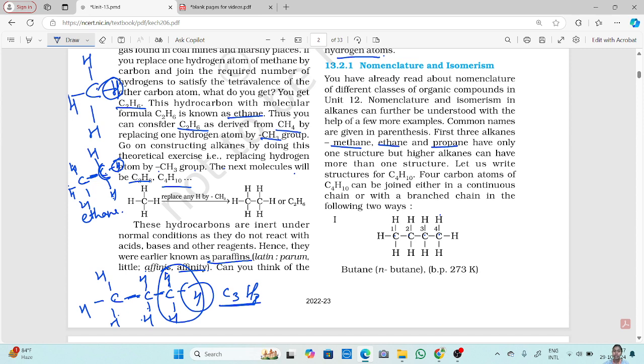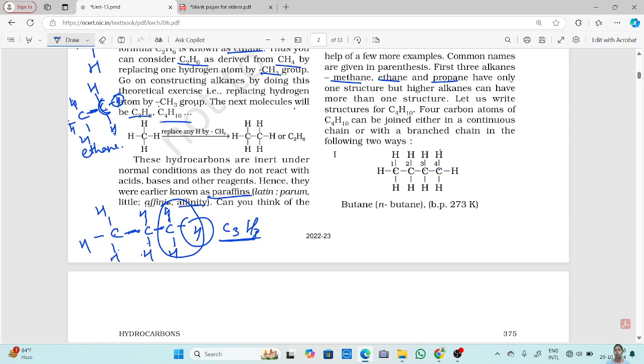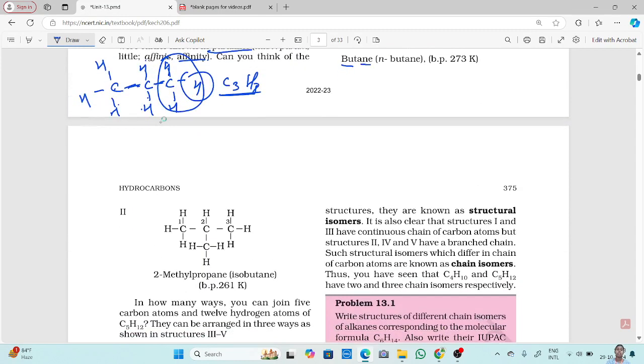Now 4 carbon atoms can be joined either in a continuous chain or with a branched chain in the following two ways. So C4H10 can be shown in two structural formats. First, it can be shown in a straight chain form. So this is butane or n-butane. Now the name of 4 carbons is but. ANE stands for single bond, so it is butane. This is the first structure.